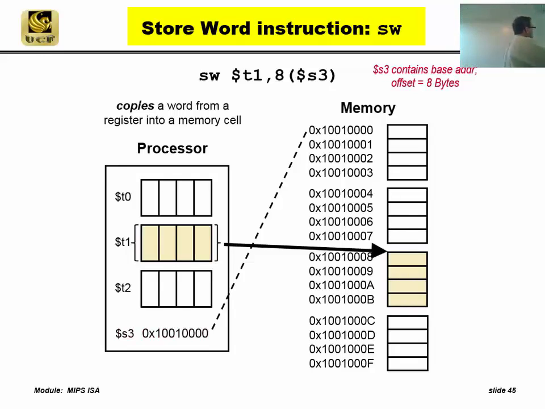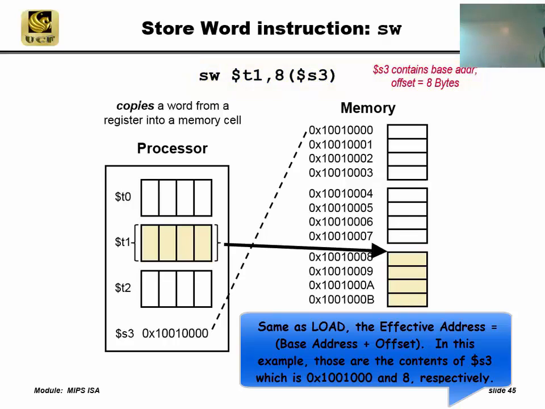Let's go the other way. Store is going to go from processor to memory. So what happens? We have to give a real set of values. So let's use the same S3, which is our base address. We have an equation that says the effective address, which is where we actually access the data, is base plus offset.